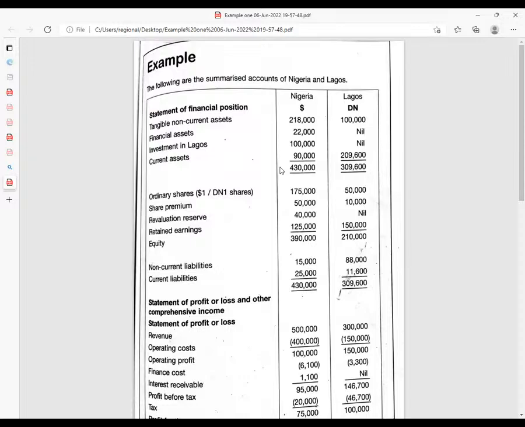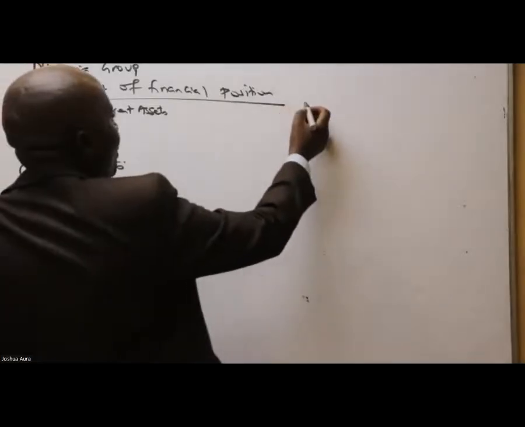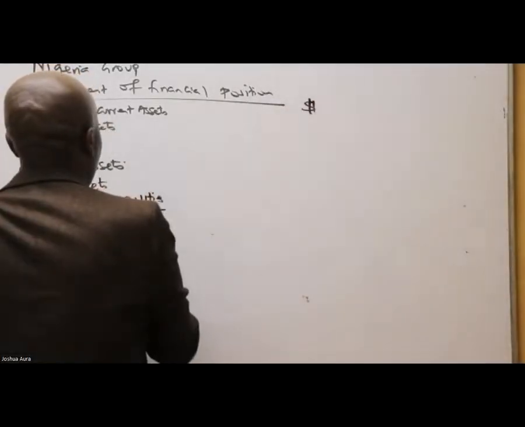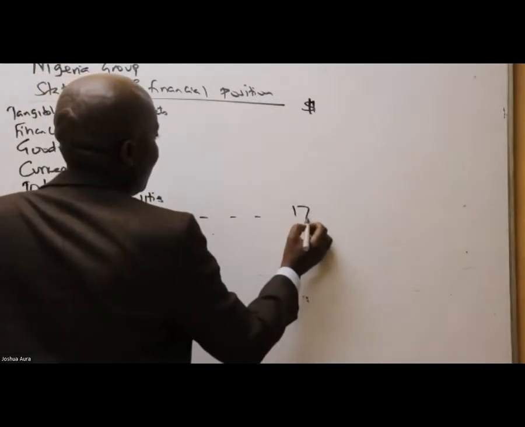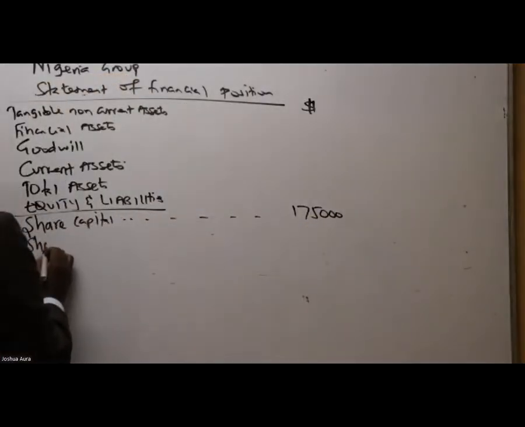Can somebody in this case here guide us? So thank you very much. So for share capital, always you pick the one of the parent. You ignore the one of the subsidiary. So for share capital, I'll simply come and pick here 175,000. The same case here with share premium, free marks really.